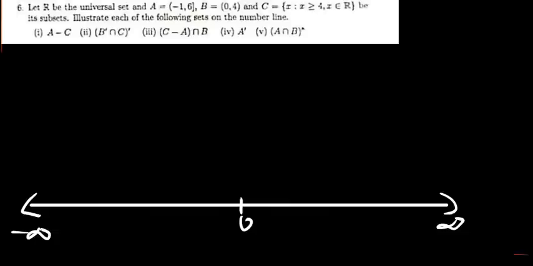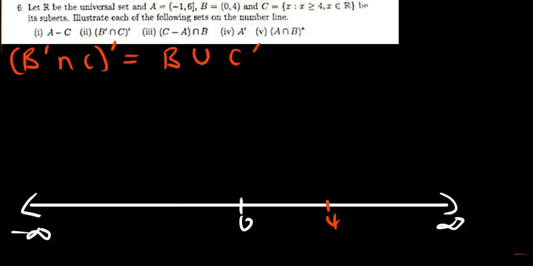So we are dealing with B complement intersected with C, but outside there's a complement. If the complement comes inside, it is going to be just B. Then intersection will change to union. Then it will be C complement. So we're trying to find B union C complement. So let's first look at B. B is 0 to 4. So I'll put 4 here. Both ends not included, this is my B.